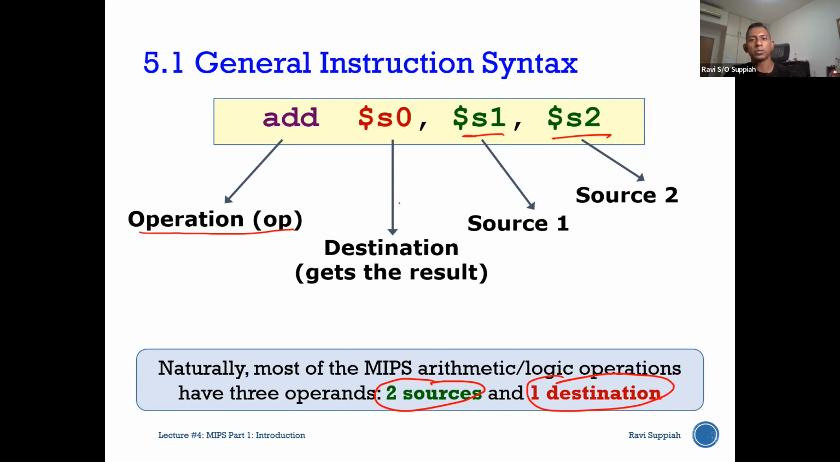Now, how do I interpret this? You can see it is add S0, S1, S2. Since S1 is source 1 and S2 is source 2, what I'm saying is I want to perform an add operation with the data from S1 and the data from S2, and take that result and put it into my destination register, which is S0. That is the general syntax, but we will look at variations of this later on.